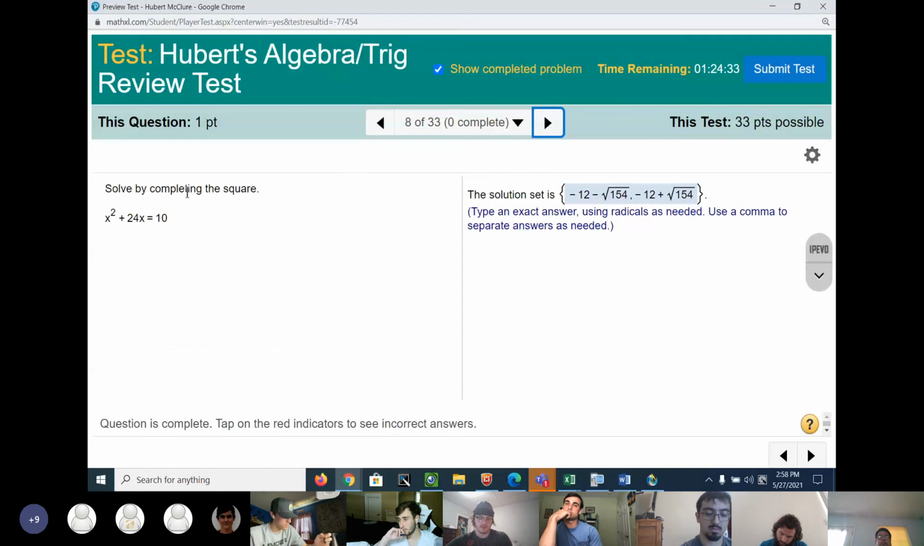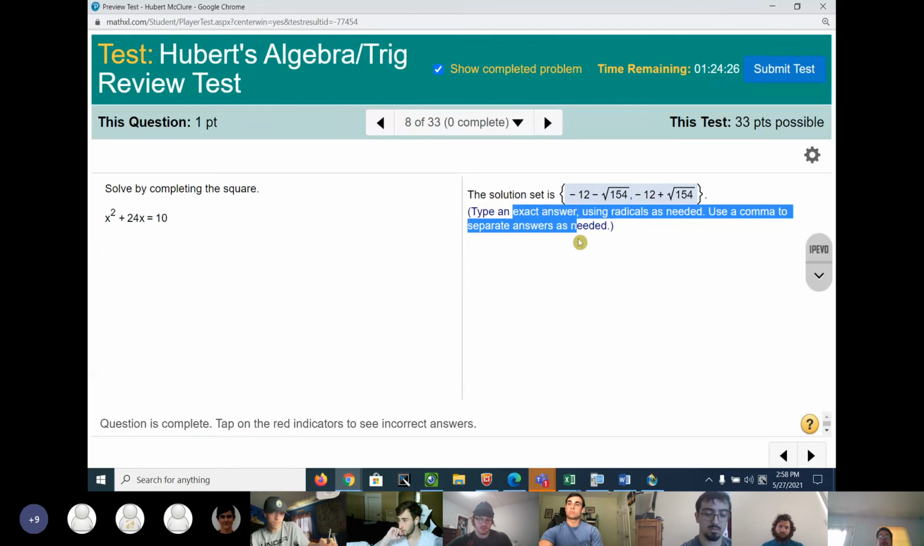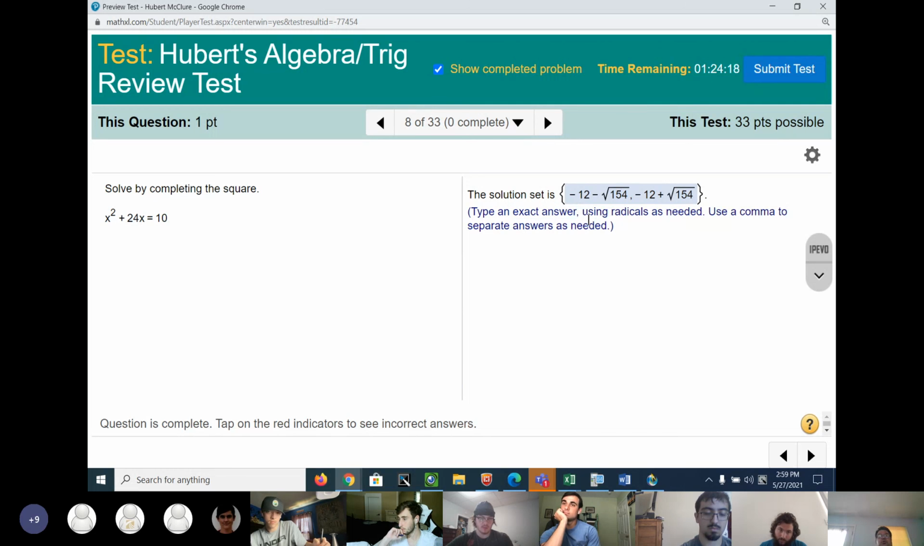Completing the square. They want it in exact. Remember, exact means radicals. Please read the directions. Unlike your teacher, please read the directions. Do as I say, not as I do.